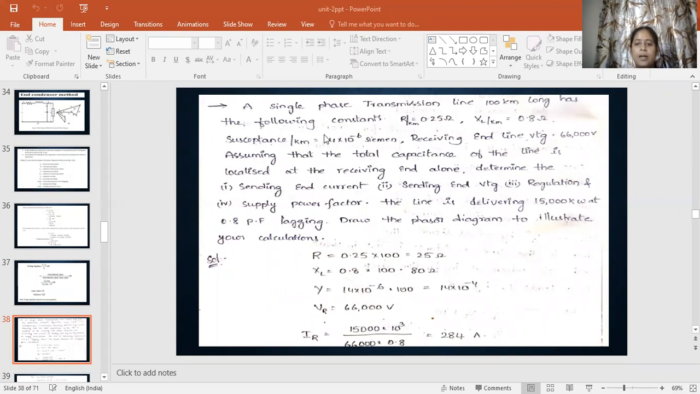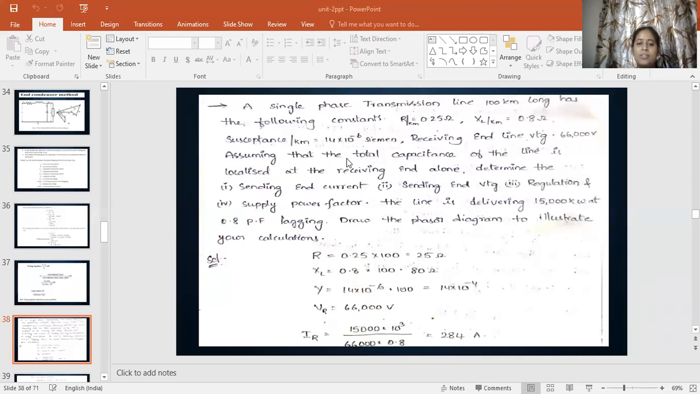The length of the transmission line is 100 kilometers and the resistance is equal to 0.25 ohms per kilometer, and XL per kilometer equal to 0.8 ohms, and the susceptance, which is represented by Y, is equal to 14 into 10 power minus 6 Siemens per kilometer. Receiving end line voltage is 66,000 volts.